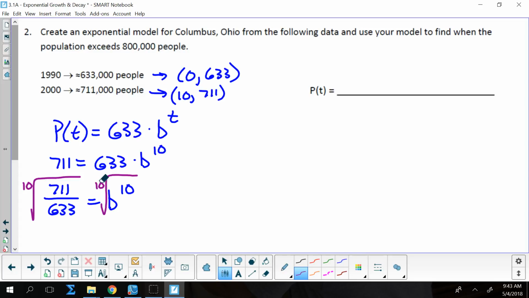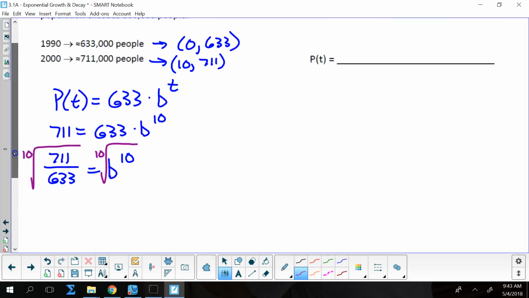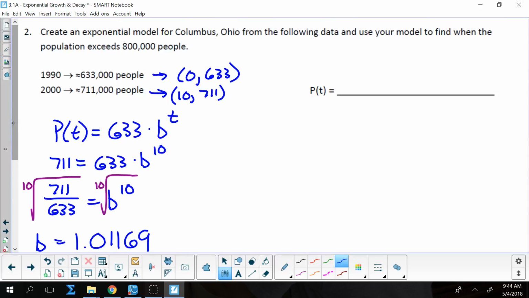Okay? So we get a b value here of 1.01169-ish. Okay? So P of t is going to be 633 times 1.01169 to the t power.